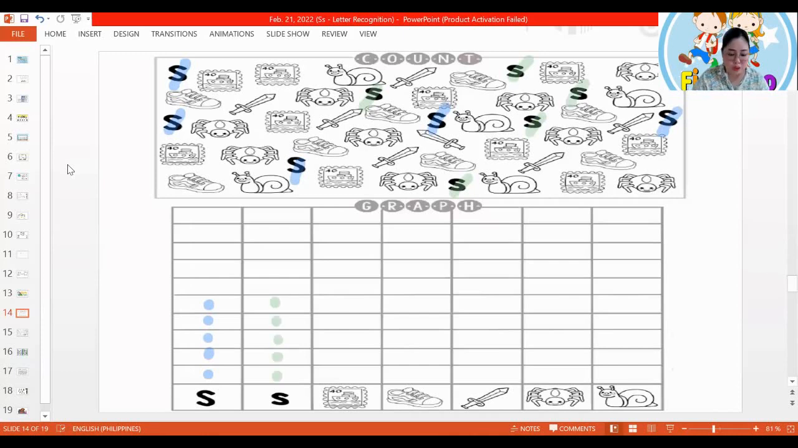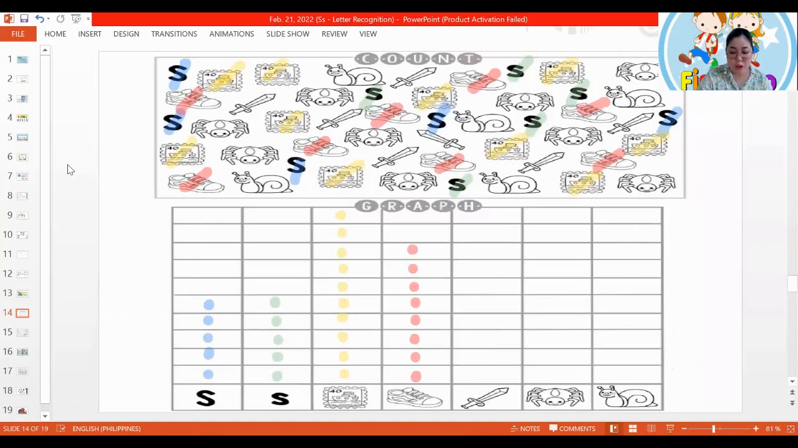Then we have our stamps. 1, 2, 3, 4, 5, 6, 7, 8, 9, 10. Then we have our shoe. 1, 2, 3, 4, 5, 6, 7, 8.